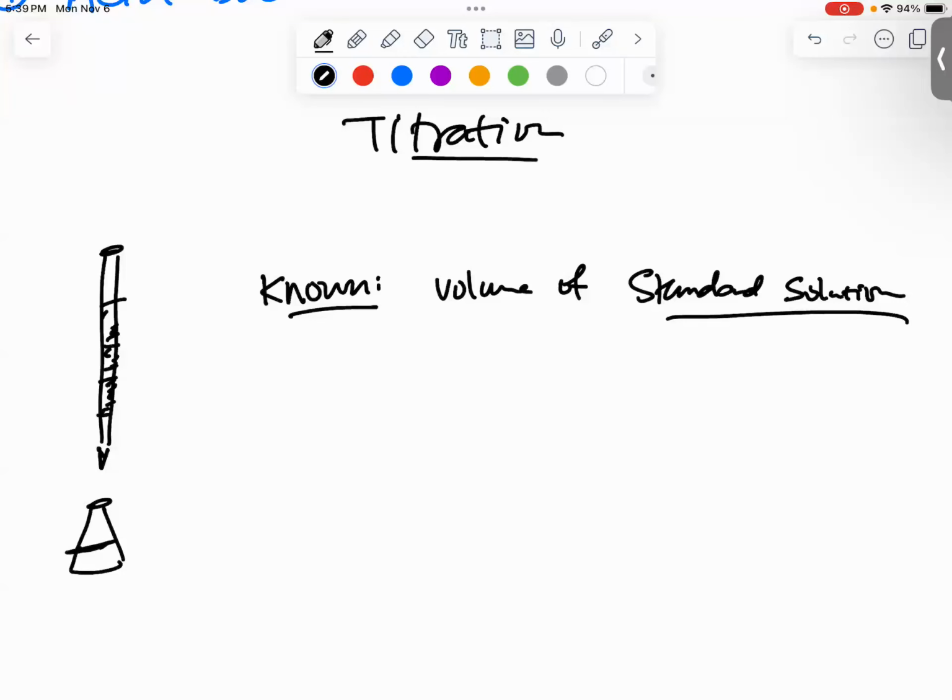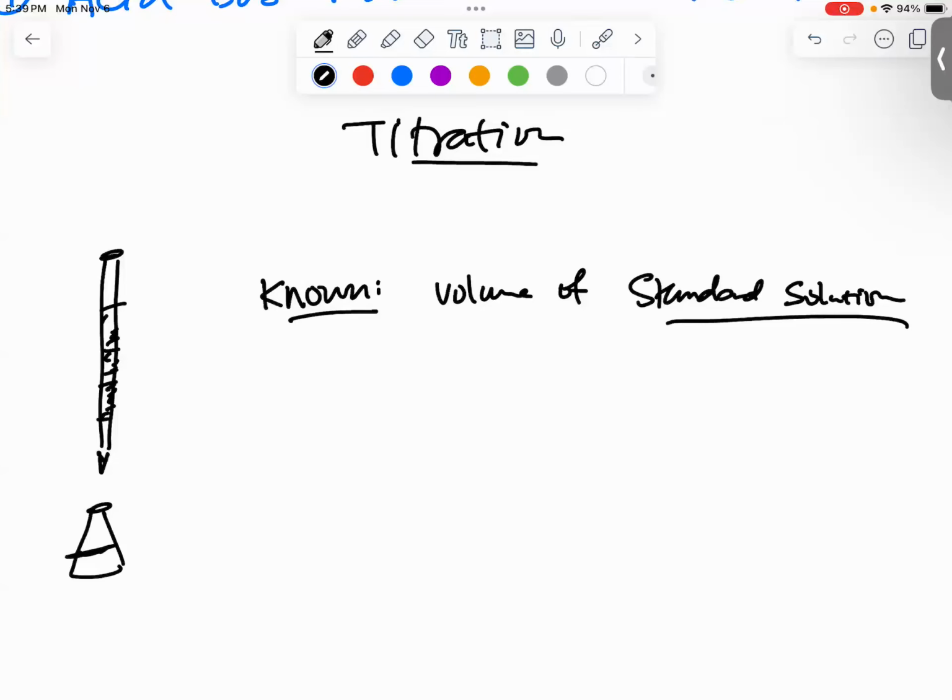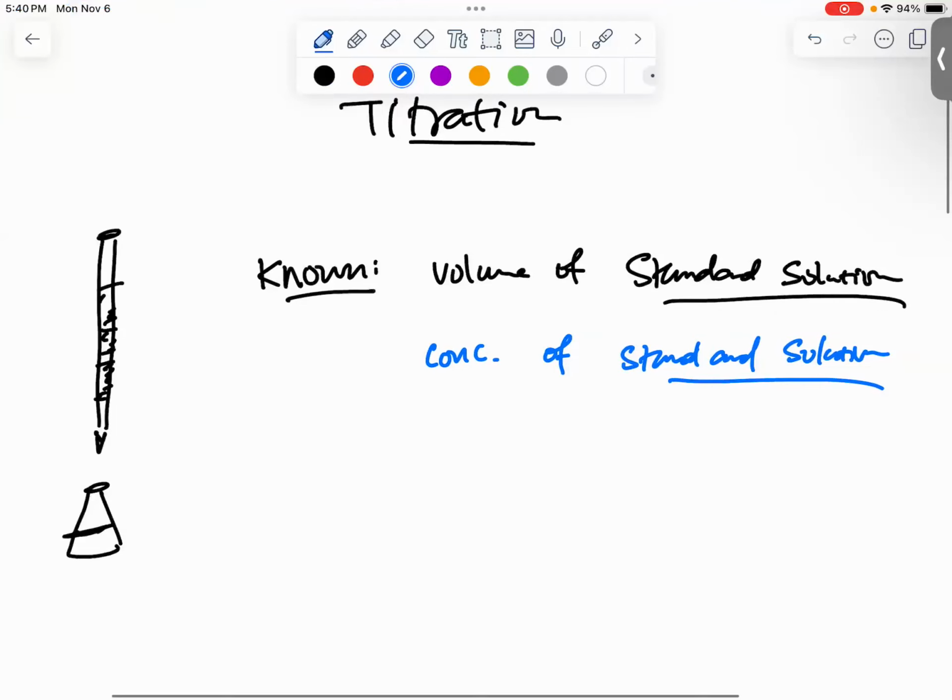All right, so for titration, we know the volume of the standard solution, and a standard solution is a solution that we know the concentration of. So that means we can also tell the concentration of the standard solution. Now with these two pieces of data, what do we actually know? We know the molarity, that's the concentration, and we have the volume, so we know the moles of the standard solution that we're using to titrate with.